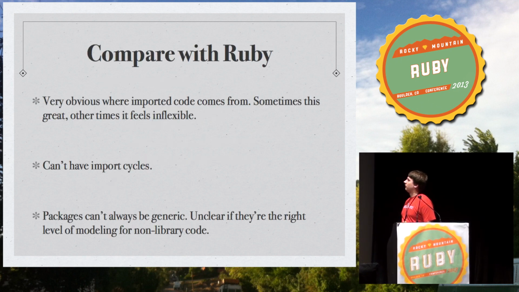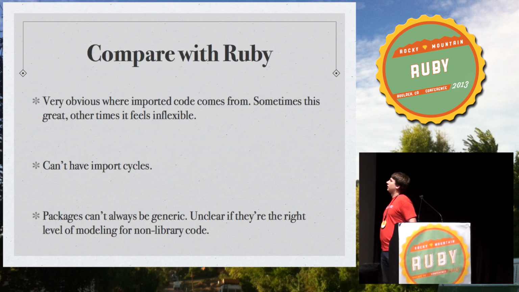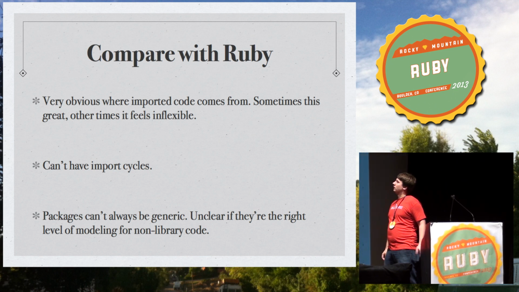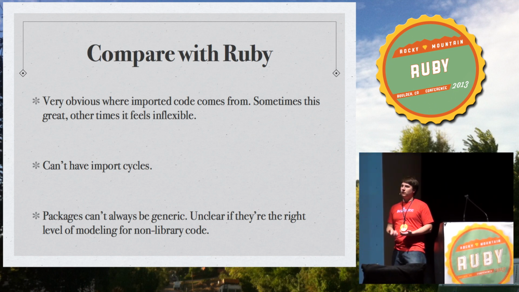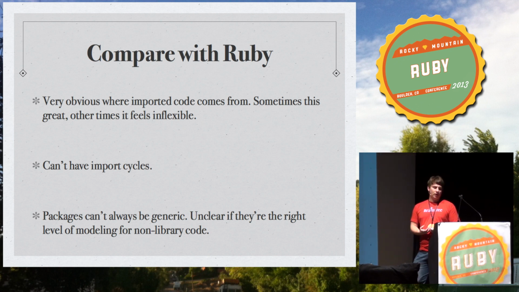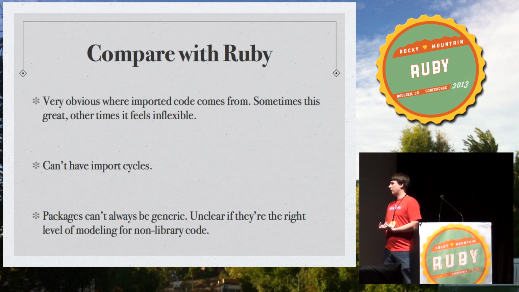And I think that this is like a blessing and a curse. Compared with Ruby, dependency management in Go, in this sense, it always feels very obvious where imported code comes from. You're never going to be surprised. On the other hand, this limits what you can do a lot of the time.